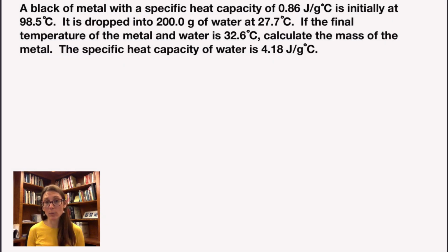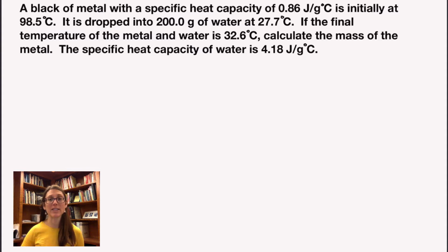Let's take a look at one more example. So in this case, I've got a block of metal, and the specific heat capacity is 0.86 joules per gram degrees Celsius, and its initial temperature is 98.5 degrees Celsius. It's going to be dropped into 200 grams of water at 27.7 degrees Celsius, and the final temperature of both the metal and the water is 32.6 degrees. Our goal is to calculate the mass of that piece of metal, given the fact we know the specific heat capacity of water. Please remember the steps.